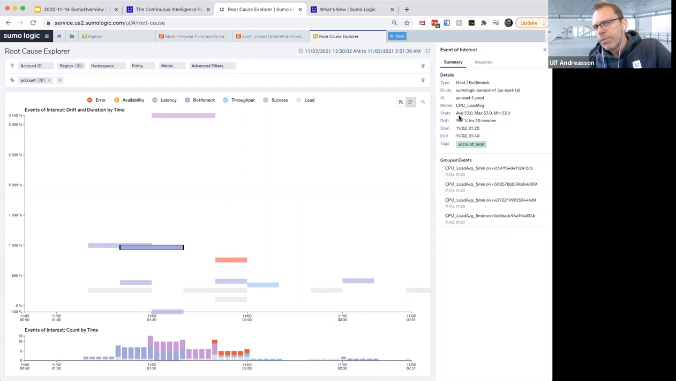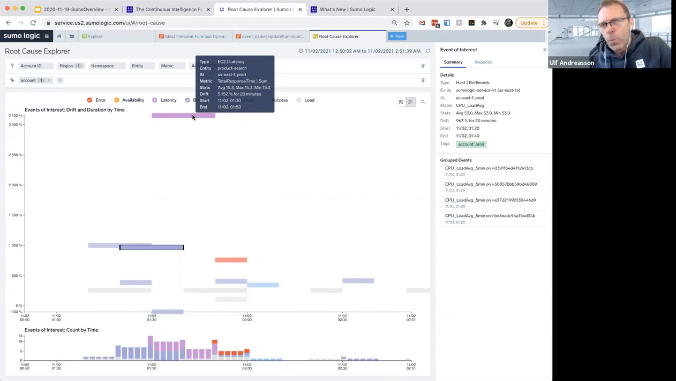Going back to the event of interest here, you can see that there's a multitude of these, and they've all been grouped together. This is really showing you the strength of Sumo: not only do we identify different things, but we can correlate those and show you what's worthwhile to look at. So this is raising a bit of cause here.